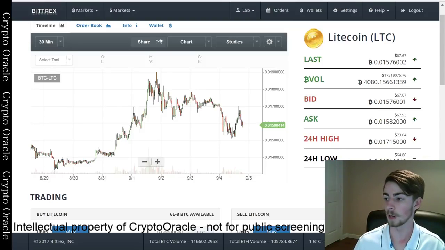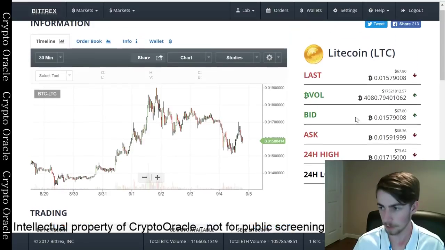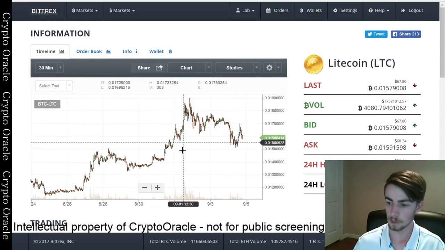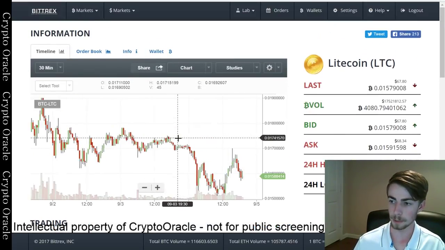And then we have the 24-hour high and low. This is the highest and lowest point in terms of Bitcoin and dollars that the coin has been in the past 24 hours.